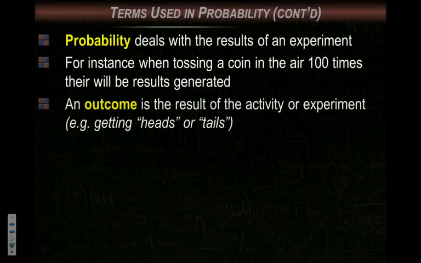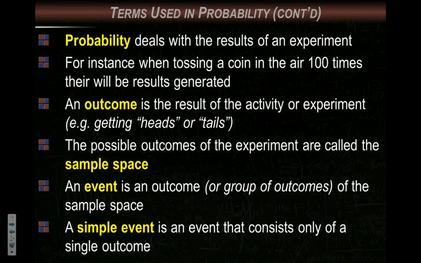Okay. So it deals with the result of an experiment. So for example, if I was going to toss a coin in the air 100 times and generate results, how many times did it come up heads? How many times did it come up tails? The outcome is the results of that experiment. So the outcome of the flipping of the coin would be either heads or tails. Okay? The possible outcomes of an experiment are called the sample space. Okay? The event is an outcome within the sample space.